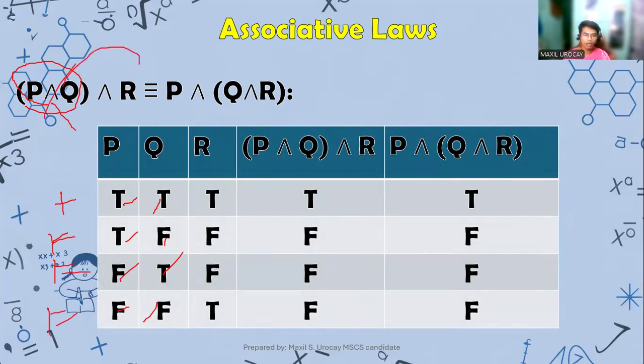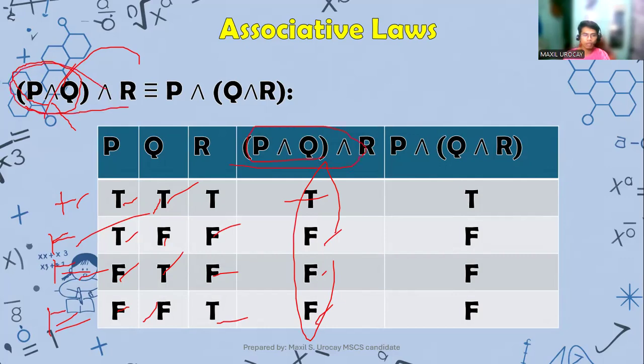Now calculate that with R. True and true is true. Then false and false is false. False and false is false also. And then we also have here false and true will become false. So that is the answer. We're done with this one, and these are the results here.